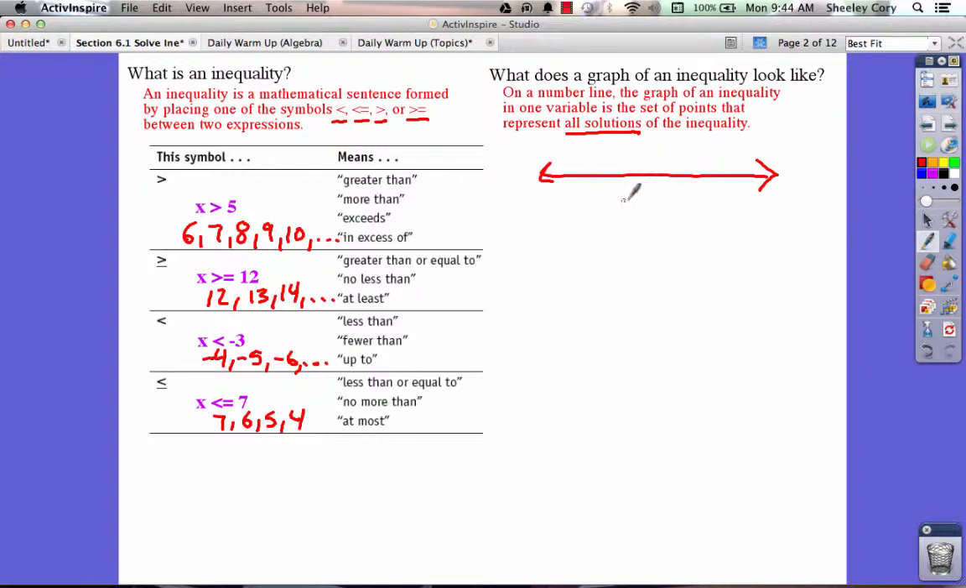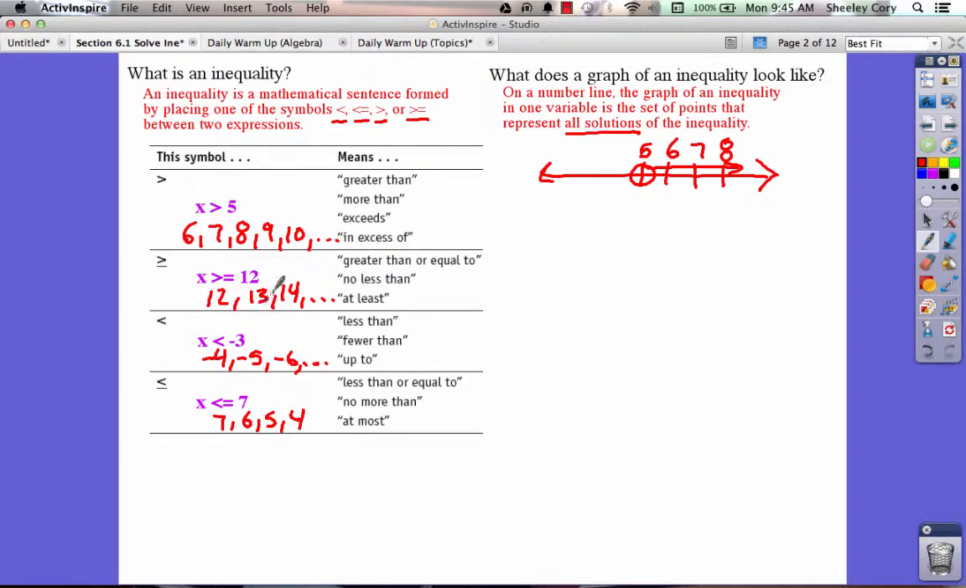For x > 5, let's go ahead and mark 5, 6, 7, 8. It says x is greater than, so it means that it cannot be 5. Whenever something can't be 5, you're going to represent that with an open dot. And since x is greater than 5, you're going to draw a line going to the right. This open circle with the line represents all the solutions for the inequality x > 5.